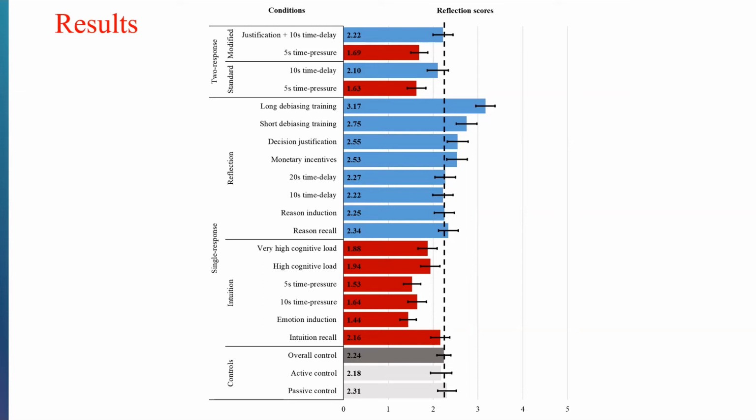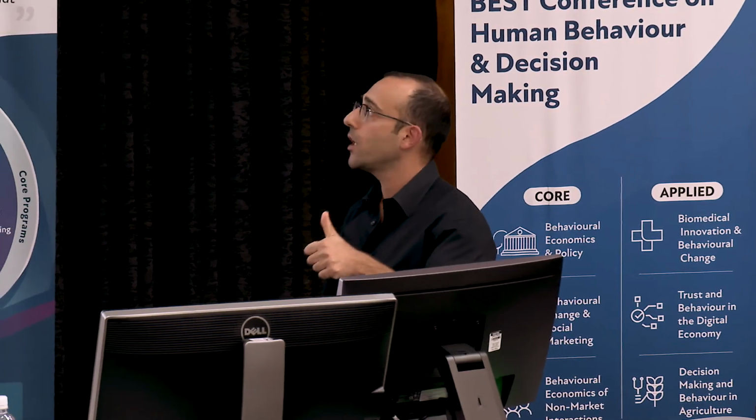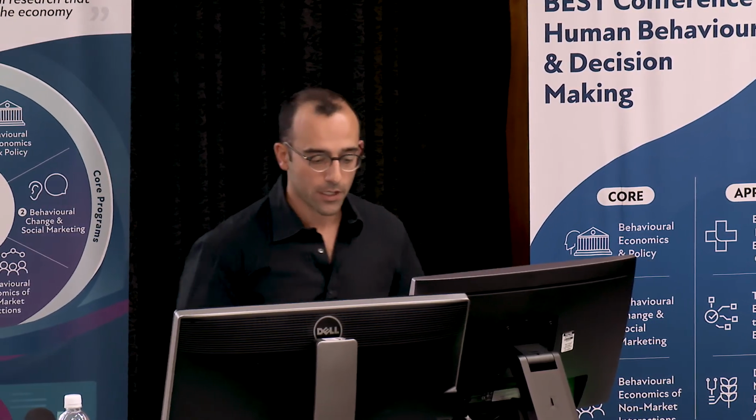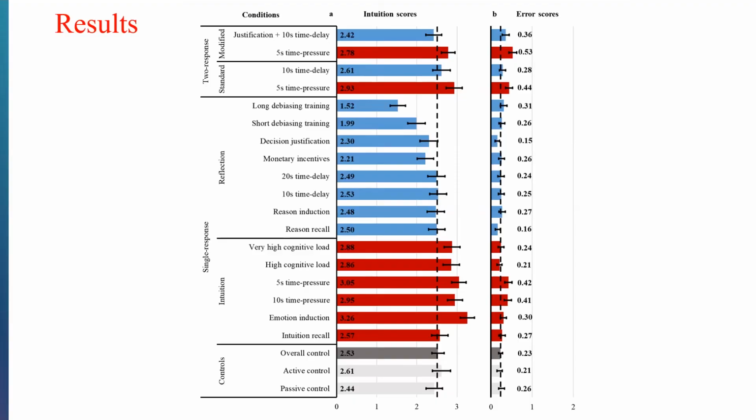But on the other hand, we also have quite clear successes, in particular the debiasing, and the long debiasing in particular, were the most successful reflection manipulations, but in addition, decision justification and monetary incentives conditions were also successful. I won't go into the details of these two graphs, which show the intuition scores and error scores, but intuition scores are very much in line with the reflection scores.